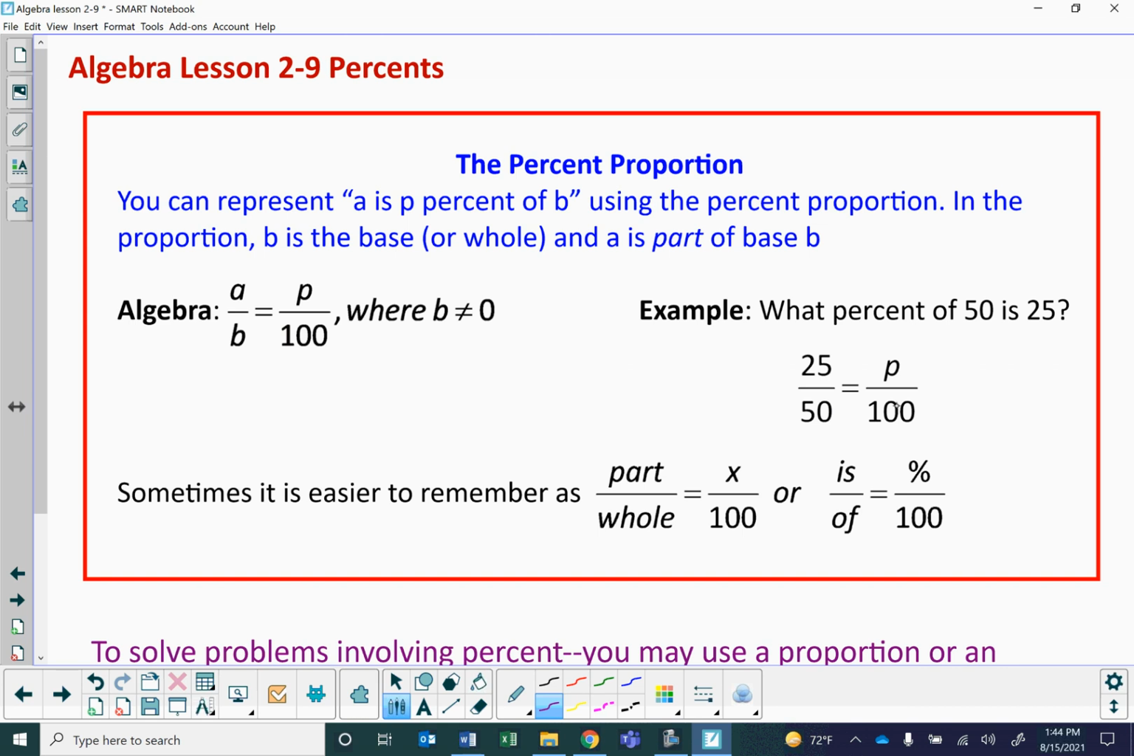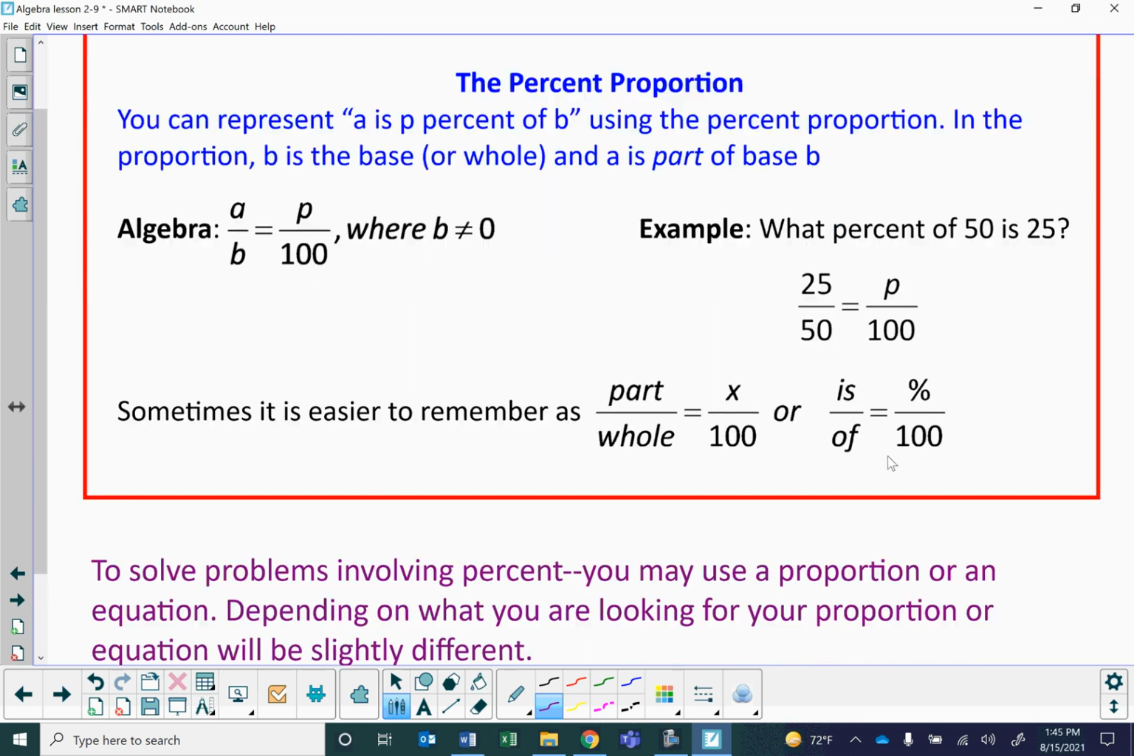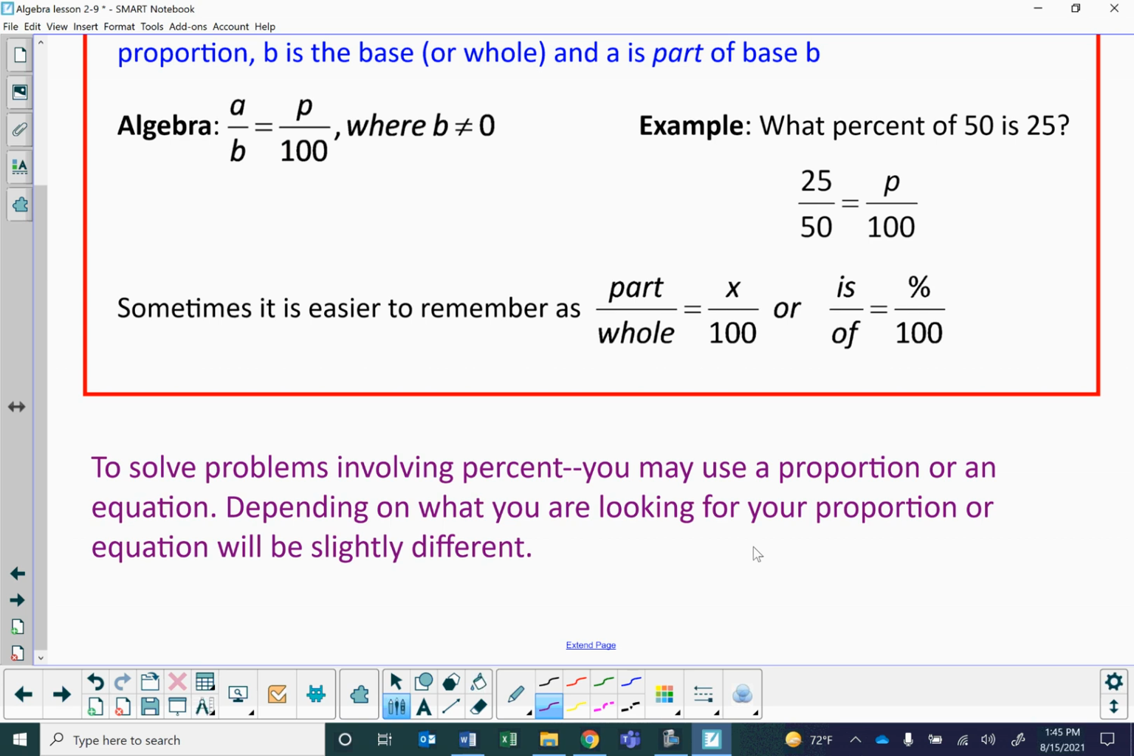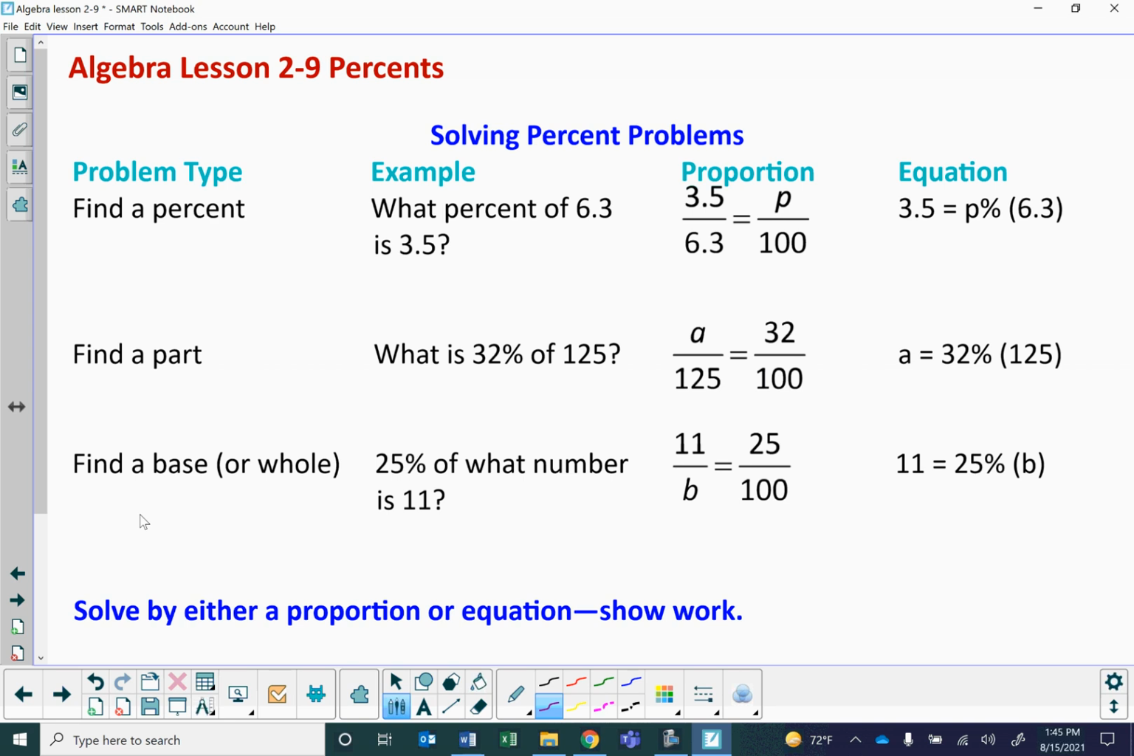Sometimes it's a whole lot easier to remember: part over whole equals X over 100. And the easiest way to remember that is normally, not always, but normally, the number that follows is is the part, and the number that follows of is the whole. So you can think of it as is over of equals percent over 100. So depending on what you're looking for, your proportion or your equation will be slightly different when you're solving your problem.